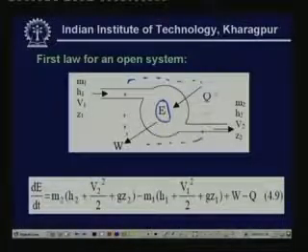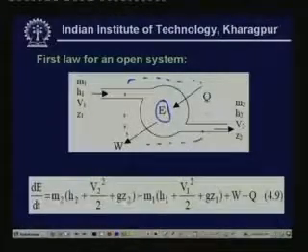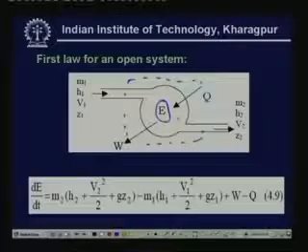The arrows show the direction. And if you apply the conservation of energy, or first law of thermodynamics, to this kind of open system, you end up with this equation.